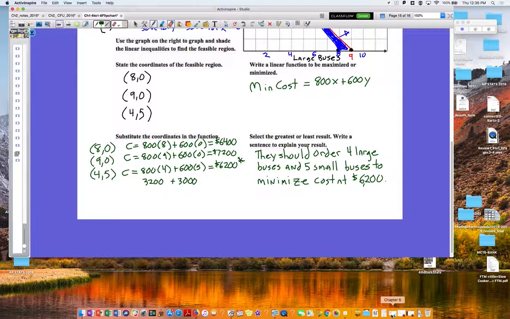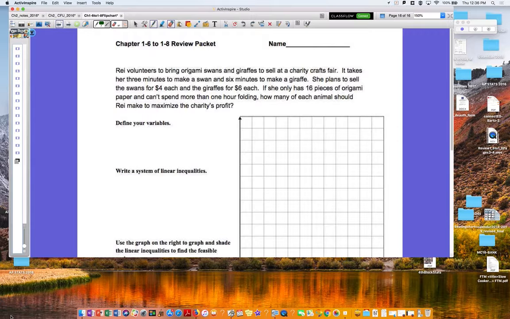Let's turn to the last page here. So go ahead and flip over, and let's take a look at this last example. So I go through it, basically same process. So it says, Ray volunteers to bring origami swans and giraffes to sell for a charity crafts fair. It takes her 3 minutes to make a swan and 6 minutes to make a giraffe. She plans to sell the swan for $4 each and the giraffes for $6 each. If she only has 16 pieces of origami paper and can't spend more than an hour folding, how many of each animal should Ray make to maximize the charity's profit?